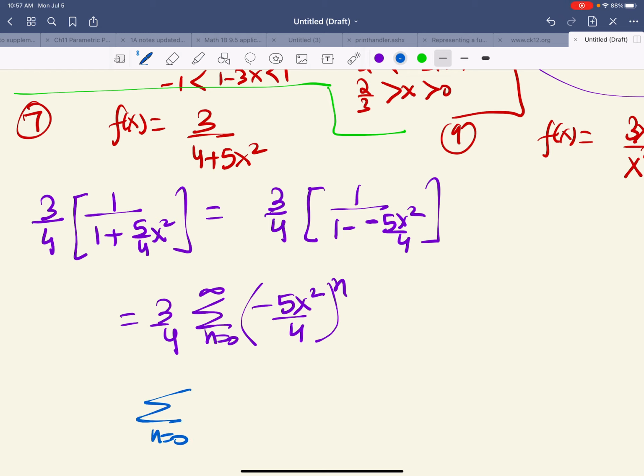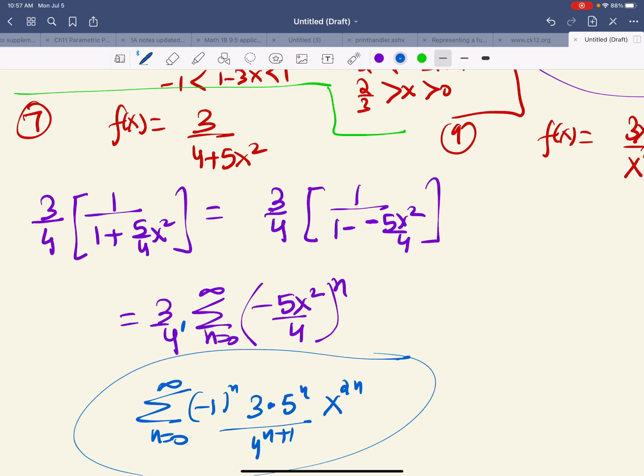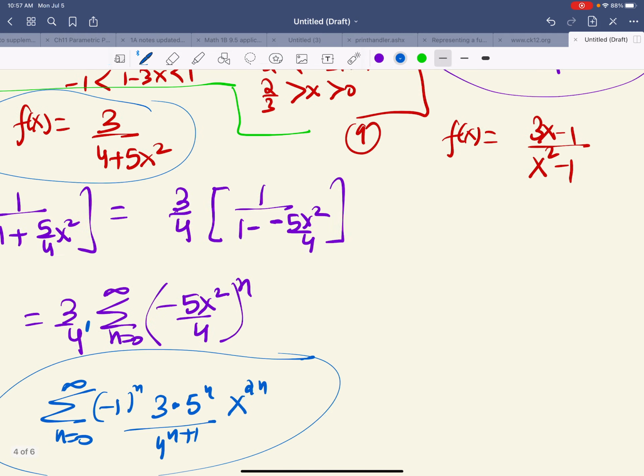We're just going to clean it up a little. We can pull out negative 1 to the nth power in the front, and then we have 3 times 5 to the power n over 4 to the power n plus 1, because we have 4 to the nth coming out. We already have 4 to the first power, x to the power 2n. And that is our power series in this case. That's our power series for this function.